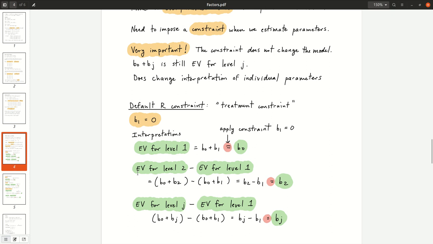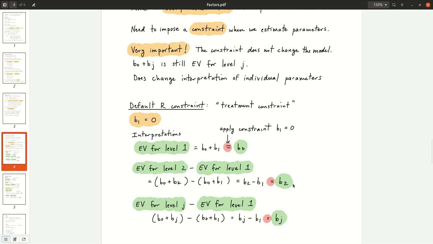So the way I'm going to do that is I'm going to look at the expected value for level 2 minus the expected value for level 1. We know what these are by our anchor, B0 plus BJ. So the expected value for level 2 is B0 plus B2, minus the expected value for level 1, which is B0 plus B1. Before I apply the constraint, I already see a cancellation. The B0 will cancel, so this becomes B2 minus B1. Then the red equal sign means I apply the constraint, so that B1 equals 0, and I get B2. So I've successfully isolated B2.